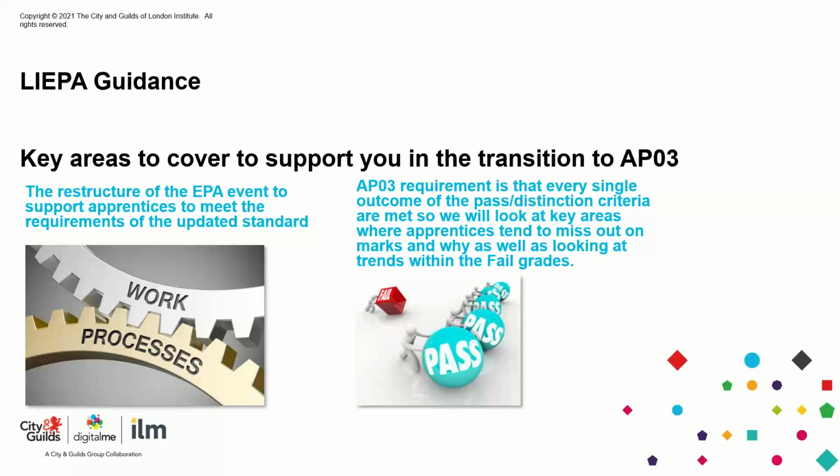Secondly, I will discuss trends that show the areas where a lot of apprentices miss out on marks. Because as you now know, the 60% for the pass and 80% for the distinction, which were all part of the existing standard for APO1, will now be gone. And the requirement is that all the pass criteria are met for a pass, and all of the pass and distinction criteria are met for a distinction.